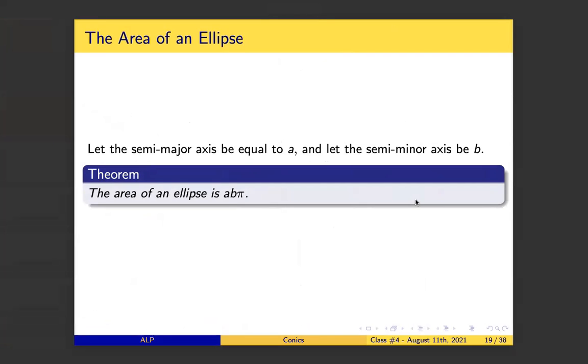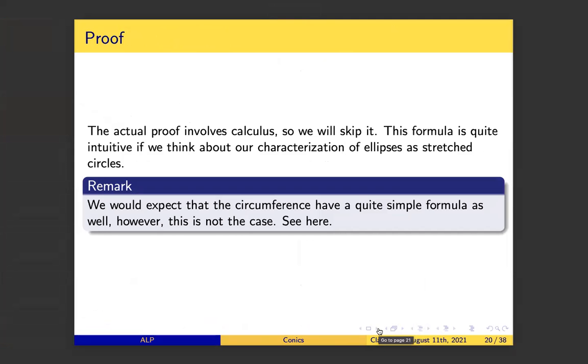So first off, we have the area of an ellipse. Let the semi-major axis be equal to small a. And again, for points, we usually capitalize them, but for these variables, we're going to lowercase them most of the time. And let the semi-minor axis be b. The theorem states the area of an ellipse is a times b times pi. Now, the actual proof involves calculus, and we don't want to go that far, at least for our standards. But the formula is quite intuitive.